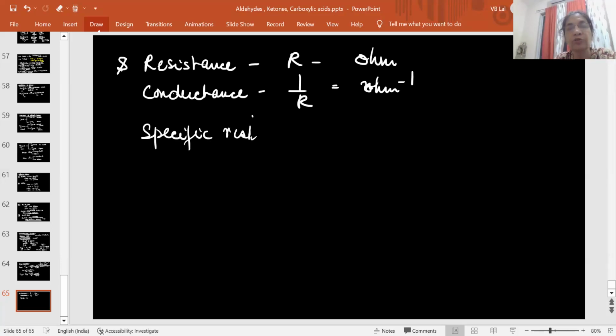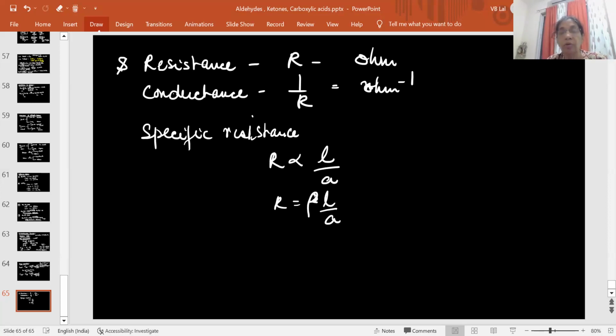Okay, what is specific resistance? It is the resistance of the wire which has, so resistance is proportional to the length of the wire divided by area of cross section. Then R is equal to rho into L by A. And rho is equal to what? R into A by L. Okay, so that is specific resistance.